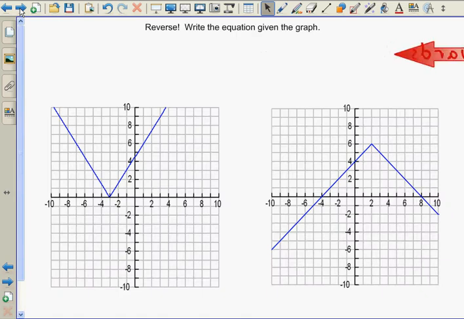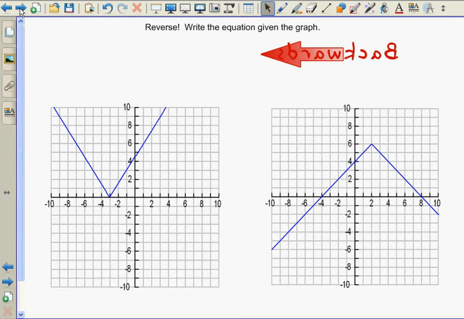Okay, very, very simple. Now, if we go forwards and I give you an equation and then you give me the graph, you should also be able to go backwards. So I should be able to give you the graph and you give me the equation. All we need is our turning point and our stair steps. That's all we really need.